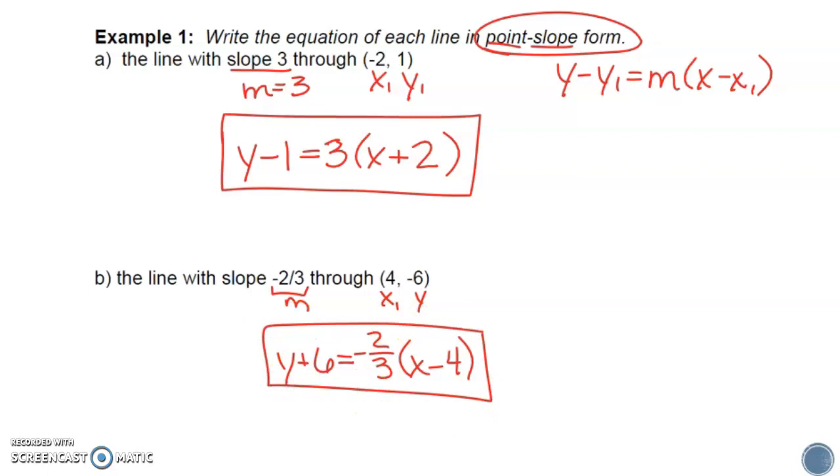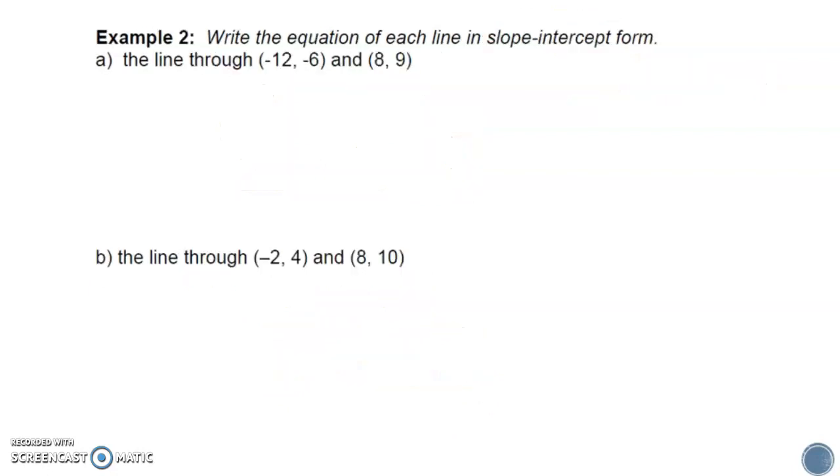So let's move on to the next example. Example 2 changes a little bit. It asks for us to write the equation of each line, but now in slope-intercept form. And for slope-intercept form, you need a slope and the y-intercept. Looking at the front of my notes, that looks like y equals mx plus b.